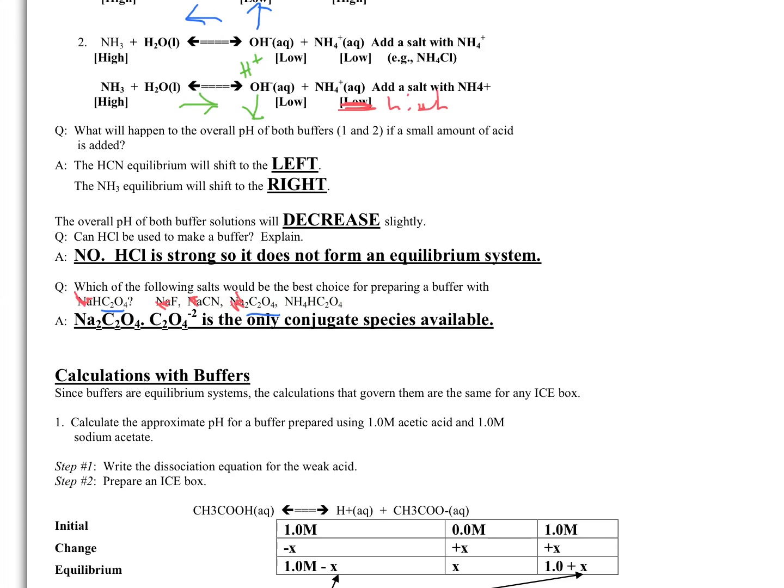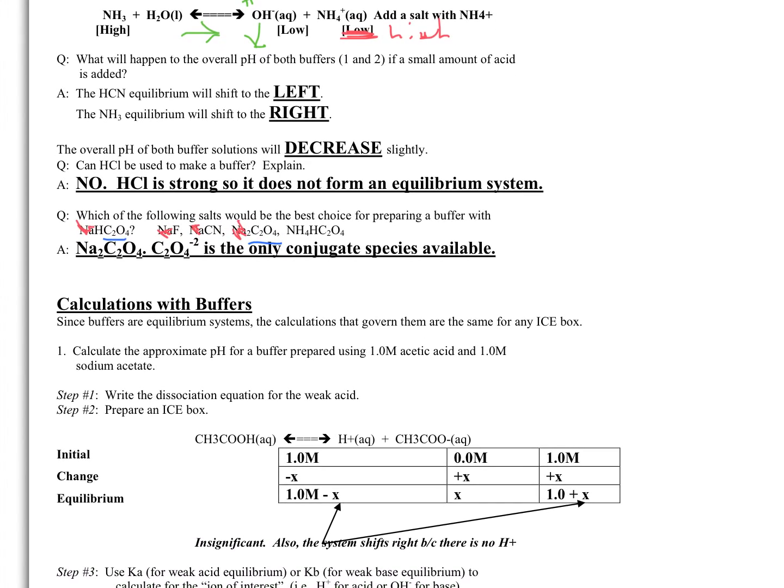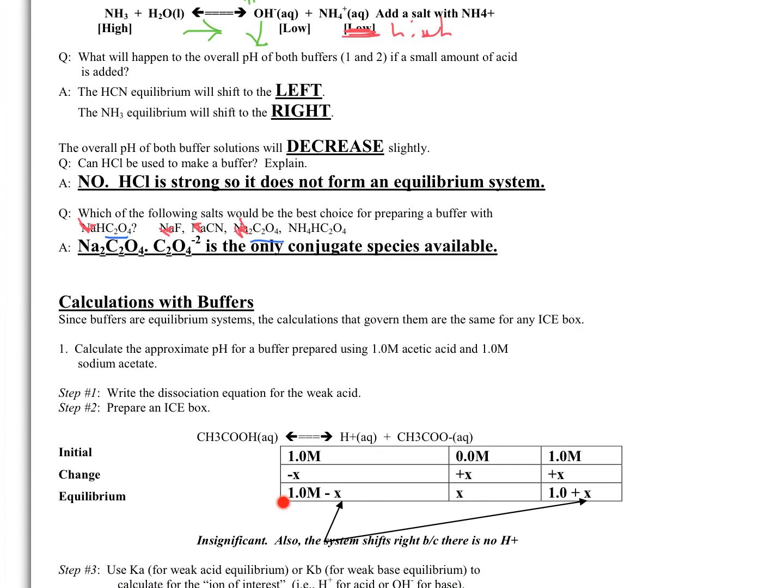But notice it said we made this buffer using 1 molar sodium acetate. Now I don't include the sodium in my equation, but my acetate ion I do include. And I said it was 1 molar. So you include that in your ICE table. From there, it's just normal equilibrium calculations. You'll use your Ka and plug in your equilibrium concentrations.